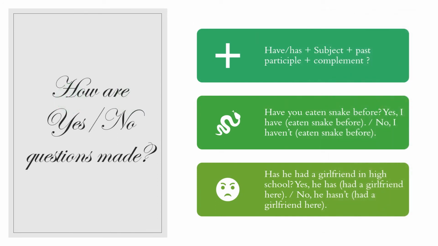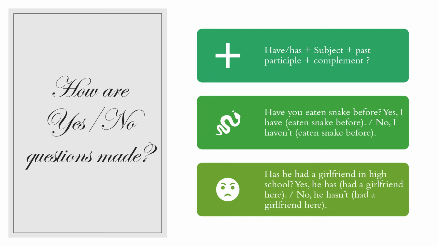How to construct yes/no questions? Very simple. We already studied this structure, right? What we are going to do is use the auxiliaries to make these questions. That's why we have auxiliaries. That's why we have helpers. And if you remember, those helpers are have and has. So what we are going to do is move have and has to the beginning of the sentence, and I will leave the rest the same way I have it. So here we have have and has plus the subject plus the past participle form of the verb plus a complement.